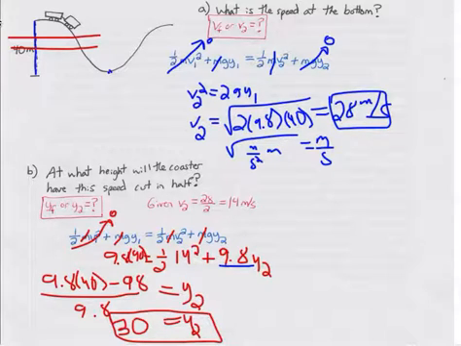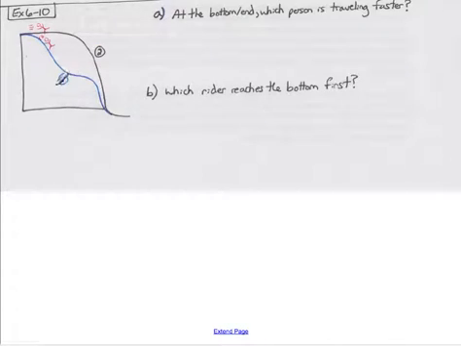Okay, let's look at another one. So in our book, this is example 6.10. I may have changed it a little bit. But okay, so let's see.